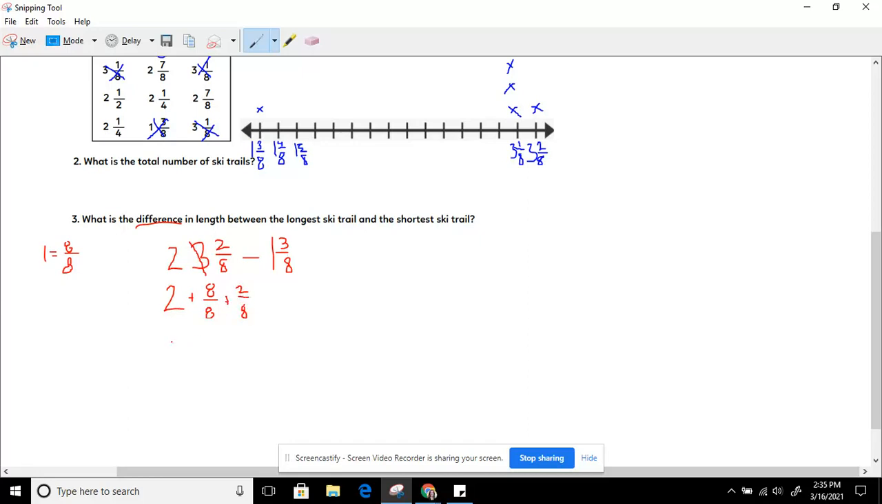So then we're left with 2, and 8 plus 2 is 10. 2 10/8. Now we can subtract 1 3/8. So you would subtract the fractions and then you'd subtract that whole number. So that's the start for number 3 for you. You're going to have to solve that.